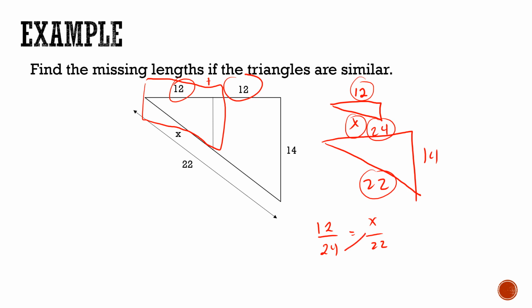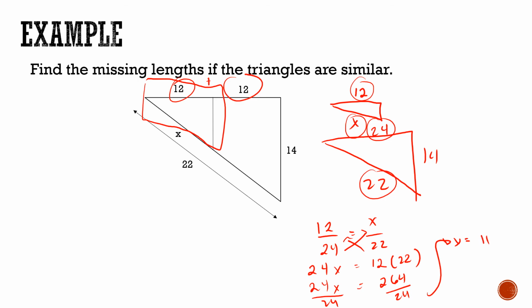Again, let's use cross multiplication. So we have 24x is equal to 12 times 22. 24x is equal to 264. Now let's divide both sides by 24. x is now equal to 11.